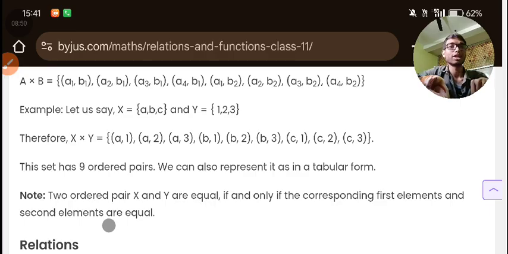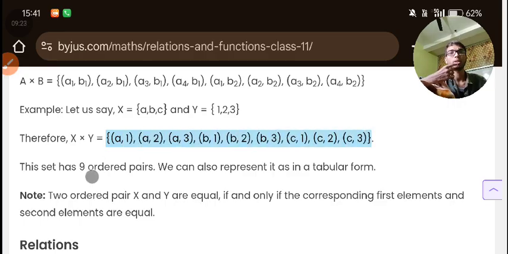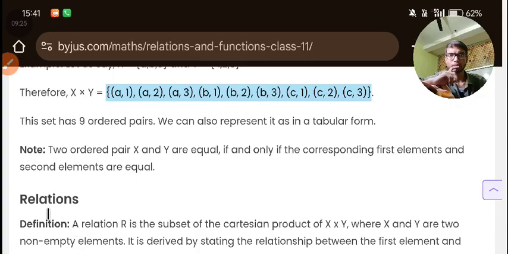When it comes to the Cartesian product, you have to be sure that we are going to make coordinates. This set has 9 ordered pairs. Of course you can count: 1, 2, 3, 4, 5, 6, 7, 8, 9 ordered pairs. We can also represent it in tabular form. In this we have 9 ordered pairs. Okay, this set has 9.